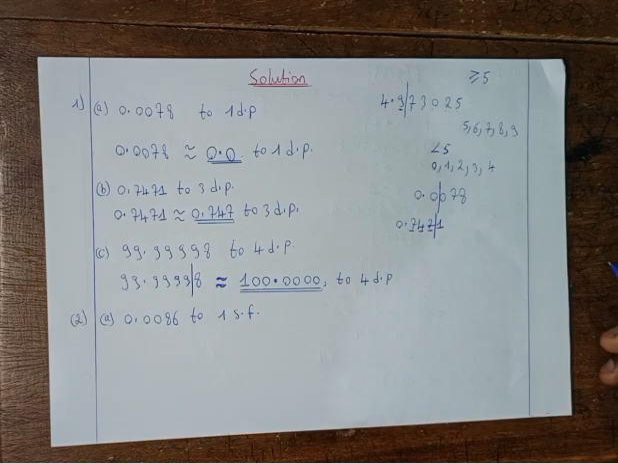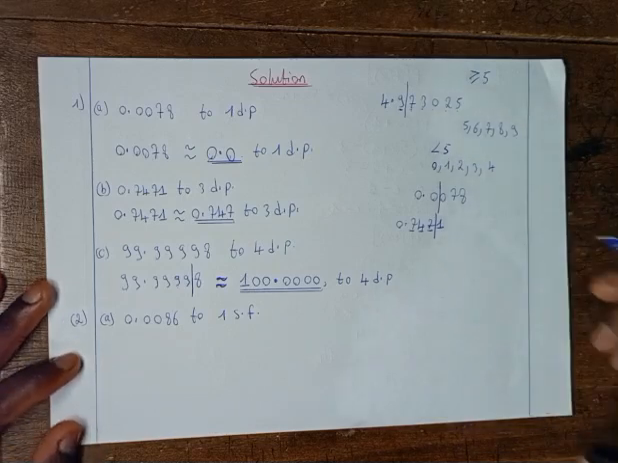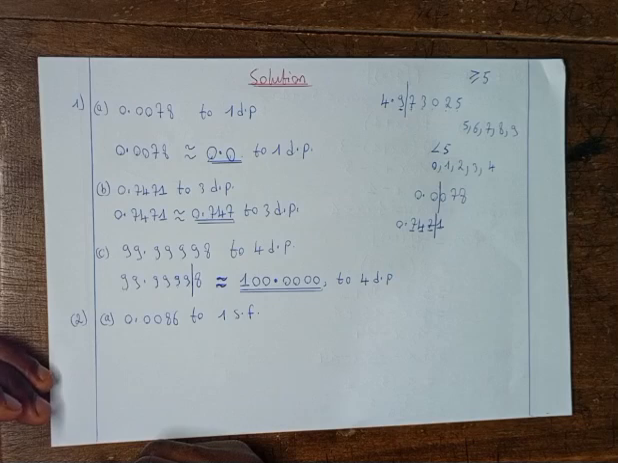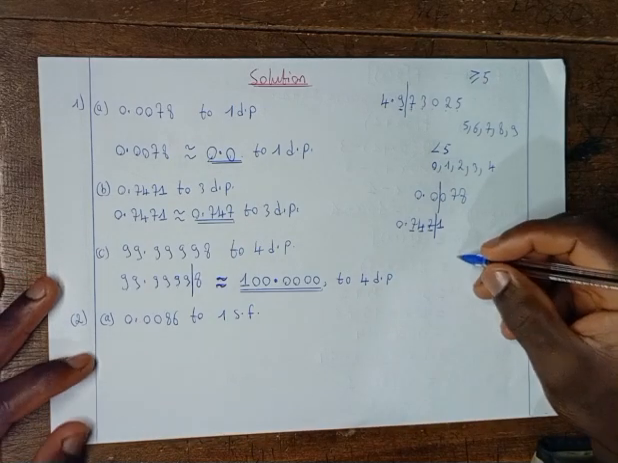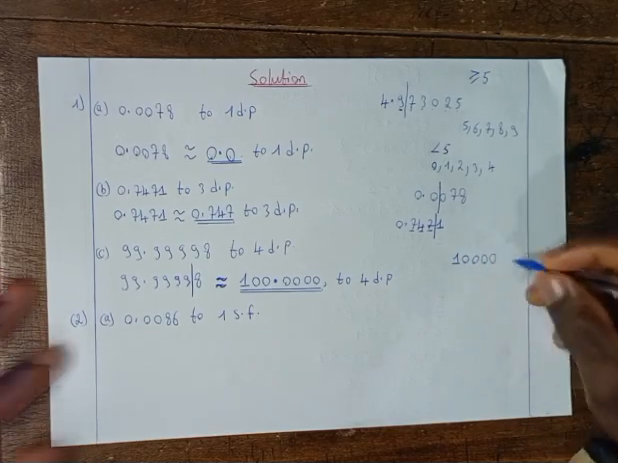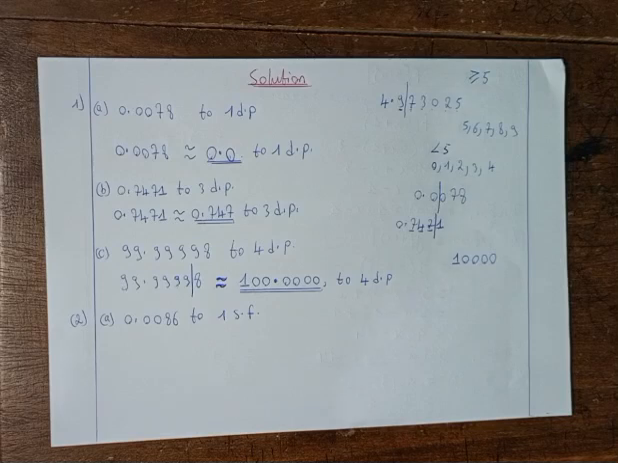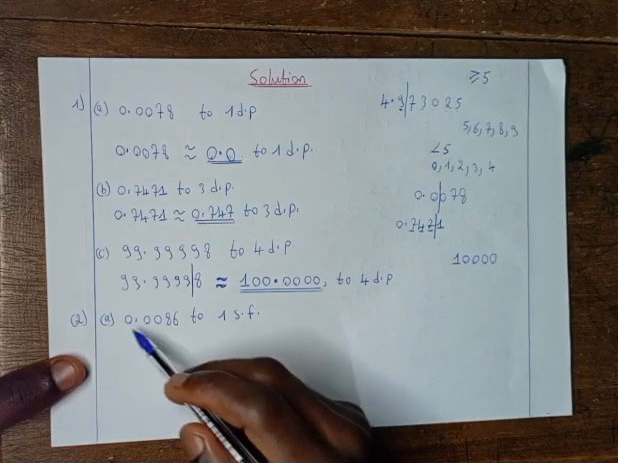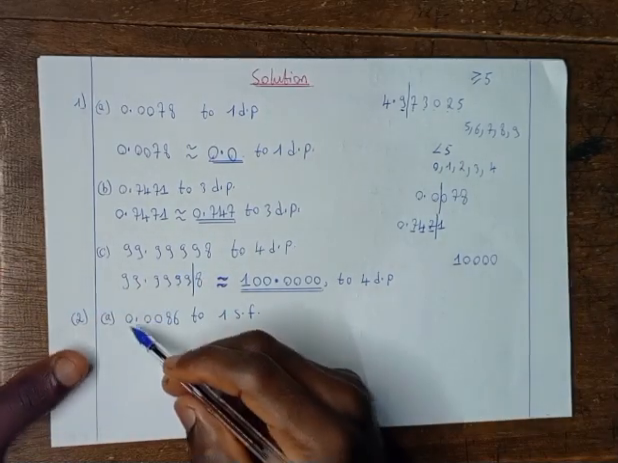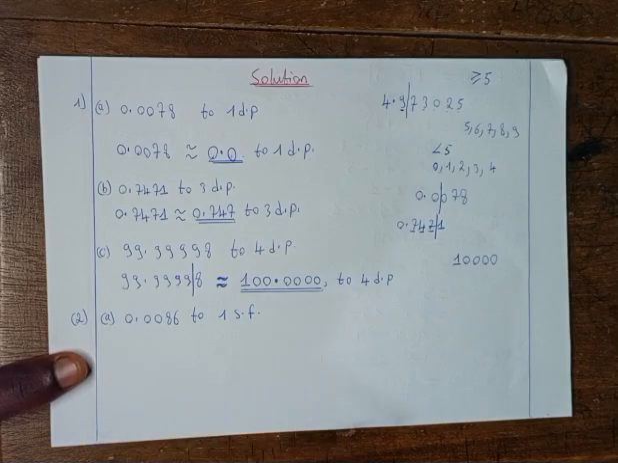The only case where we consider a zero to be a significant figure is when the zero is found in between non-zero digits, or when the zero is found in a whole number. For example, a number like, let's say, 10,000. These zeros here, they are significant figures. In this case, our number has 1, 2, 3 zeros. It begins with zeros. These 3 zeros here, they are not significant figures.